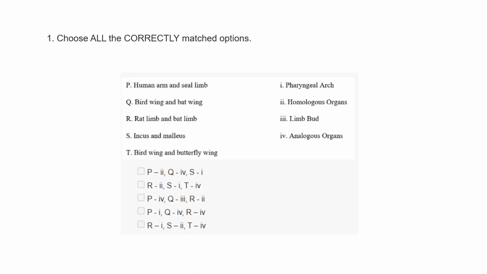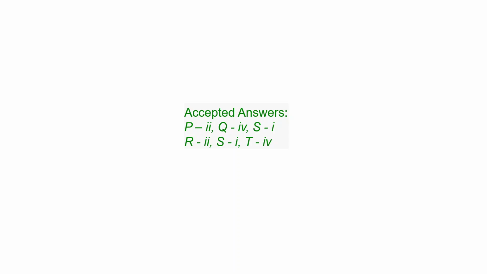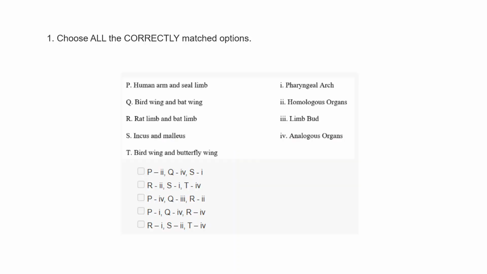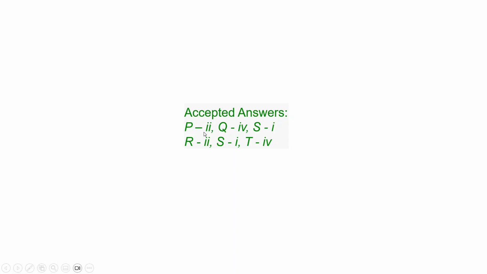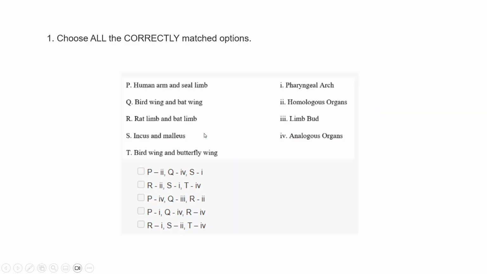Okay, so let us discuss. The correct answer for this question is P with 2, Q with 4, R with 2 and 3, S with 1, and T with 4. So let us see. P is human arm and sea limb, and it goes with 2, which is homologous organs.